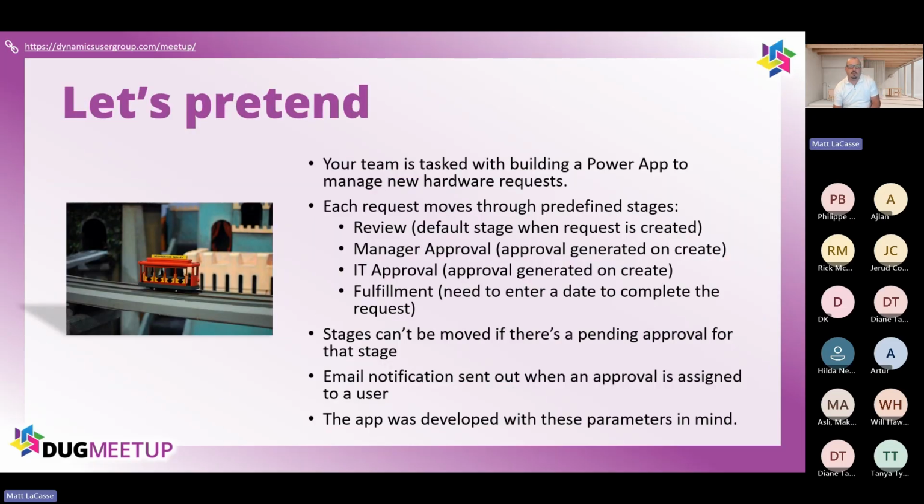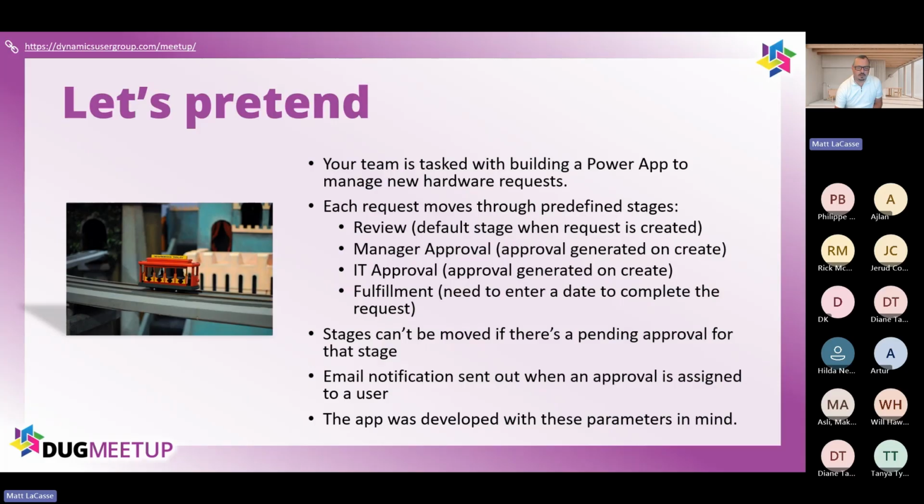So we're going to hop aboard our train to the land of make-believe here. We're going to pretend that we are on a development team. Our team has been tasked with building a Power App to manage new hardware requests. We have some fairly straightforward requirements that we have to accomplish. Our request has to move through some different stages. Certain stages require approvals. The stages can't be moved if there's a pending approval, and an email notification needs to be sent out when an approval is assigned. With that in mind, we went ahead and developed our app. You guys are quick, it's already done, I can't believe it. Let's take a look at what that looks like.